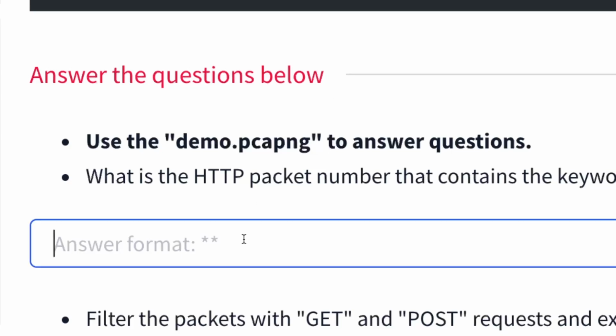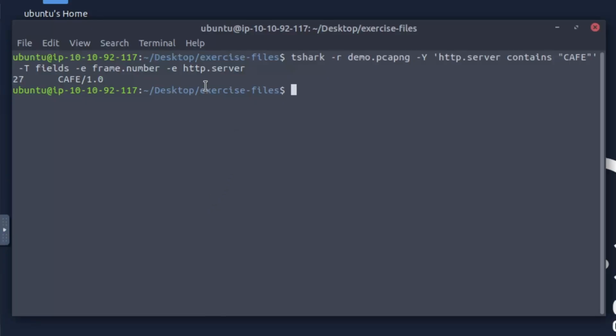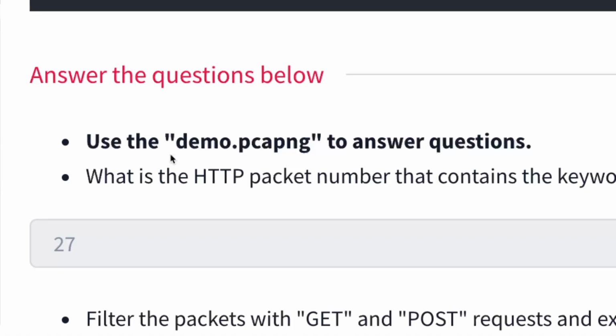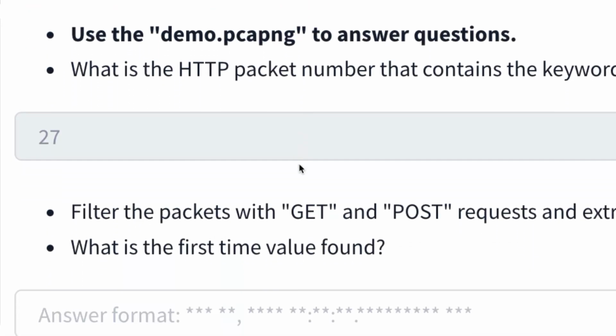So 27 would be the field. Yeah, okay, cool. The hardest part for me was, dude, I don't know what exactly I'm supposed to search for in this case. And it's the HTTP server field that we're trying to search for. So there we go. That's it for demo PCAP. That's what we were looking for.